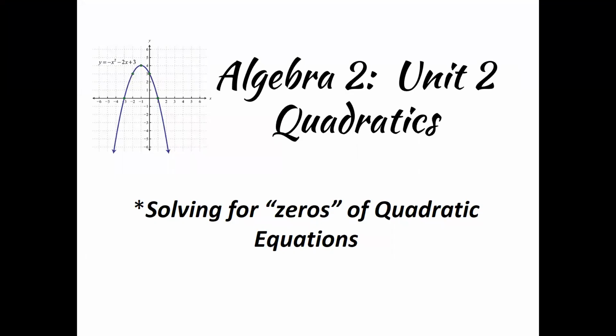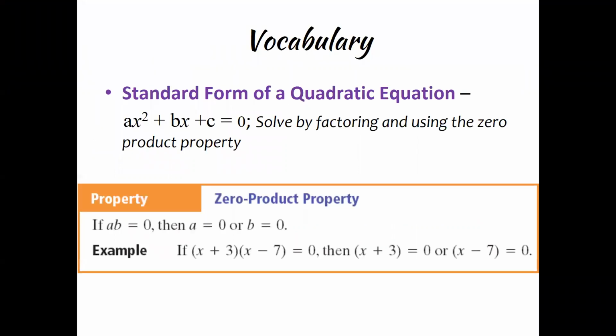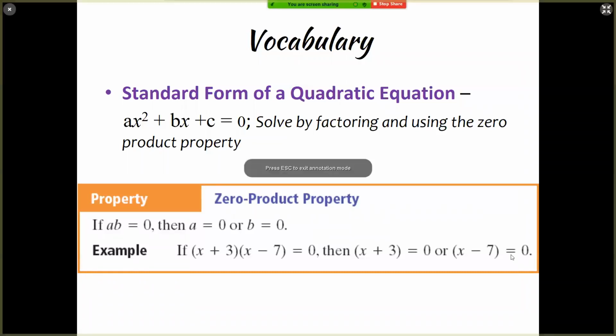For our first lesson today, we are going to solve for zeros of a quadratic equation. So a lot of factoring today. When we factor, we have to have our equation in standard form. So standard form is our ax squared plus bx plus c equals 0. So this time we're going to have it equal to 0 instead of y.